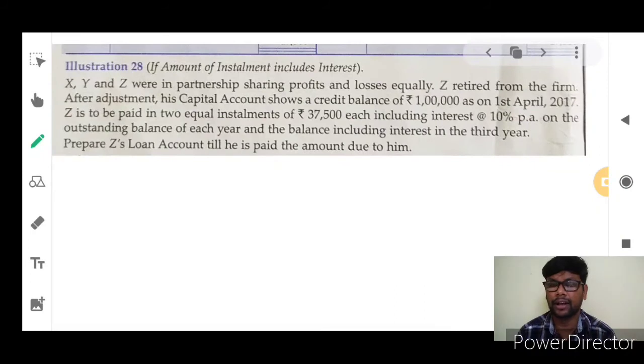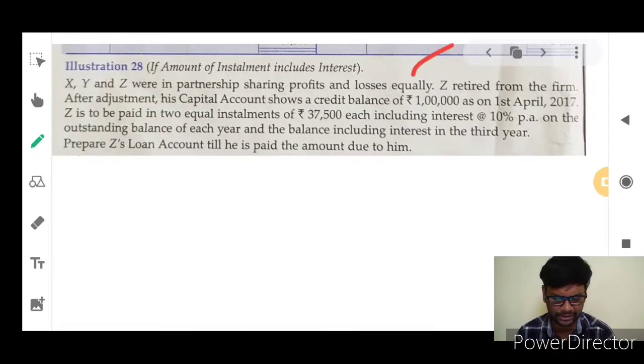Second illustration, and one more illustration I have for you. That is illustration 28. If the amount of installment includes interest, so interest is included all together in one payment. X, Y and Z were partners. In a partnership firm, they are sharing profits and losses equally. So their profit and loss sharing ratio is equal.